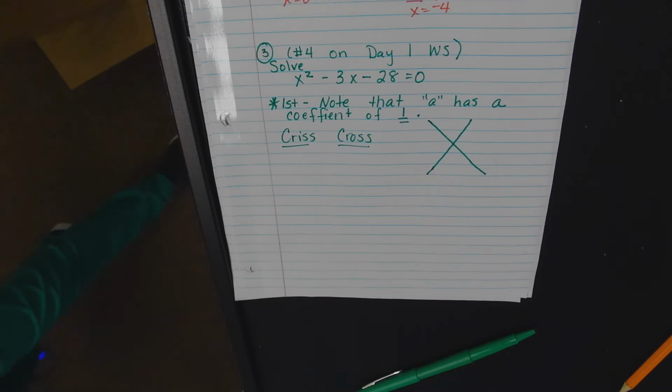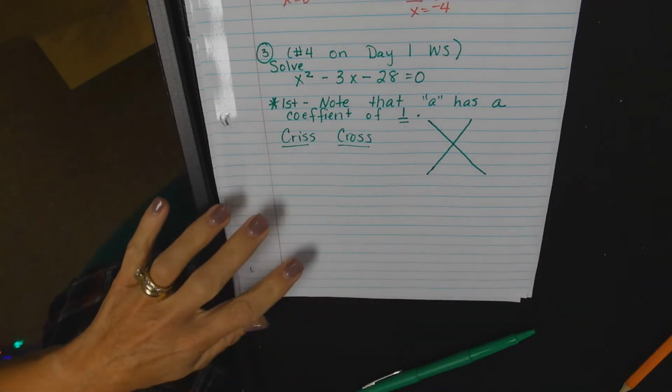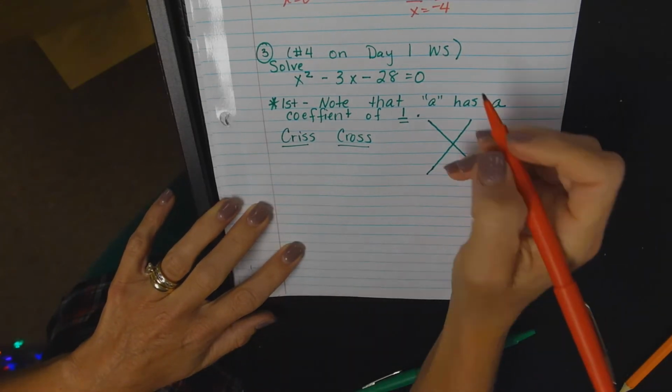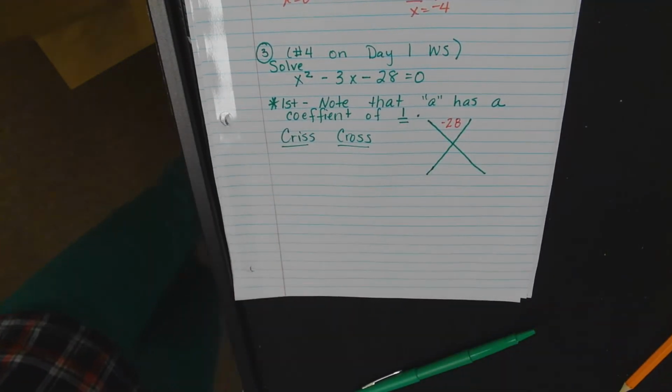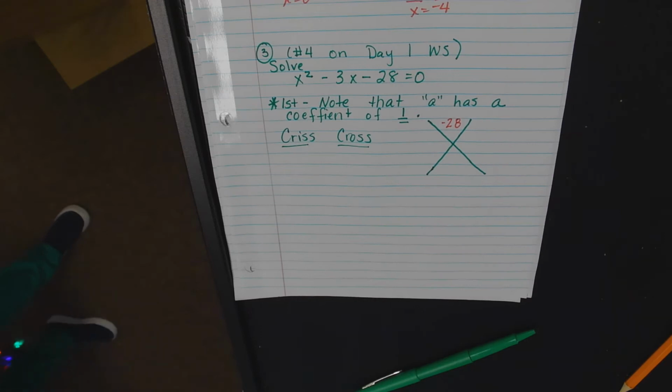All right, here, I'm going to put a number up here and I want you to tell me where I got it from. The equation. Okay, but where? Negative 28 is where? The one without an X. Right, coefficient C.